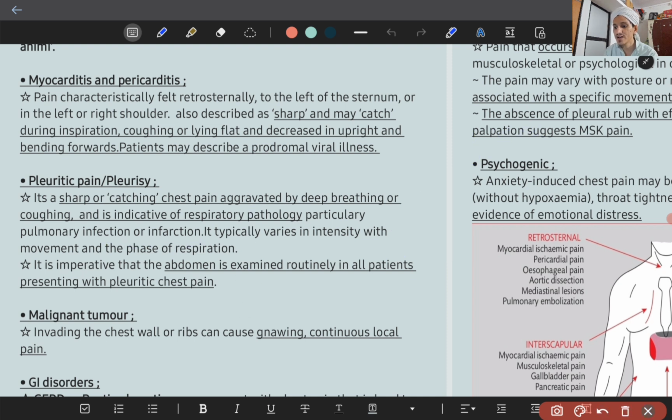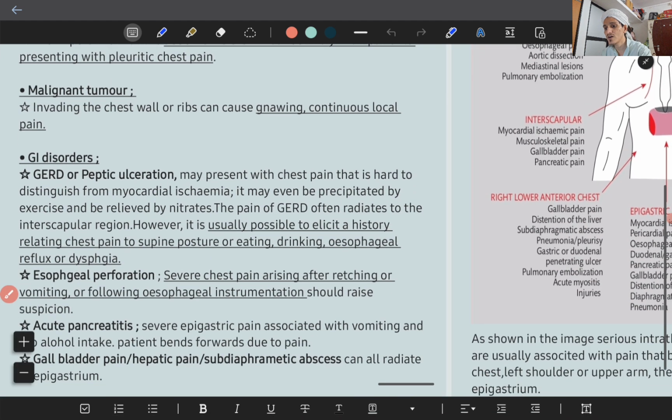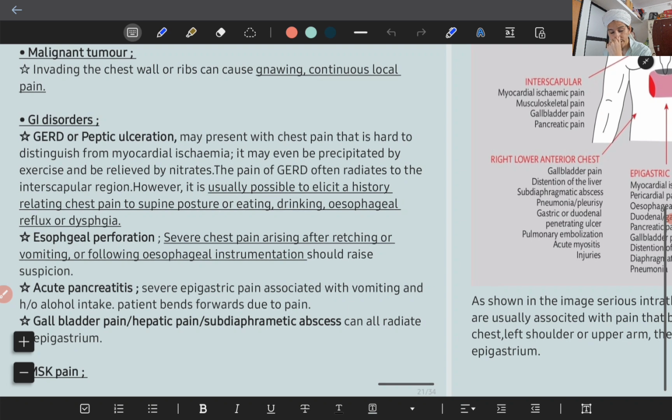Moving forwards. Malignant tumor. Any malignant tumor invading the chest wall or ribs can cause gnawing, continuous local pain. So these are the main life-threatening causes of chest pain which we should rule out. One is myocardial ischemia, aortic dissection, pulmonary embolism, massive pneumothorax. Okay. Next, coming to pericarditis, myocarditis, tumor, and next there were cardiovascular and pulmonary disorders.